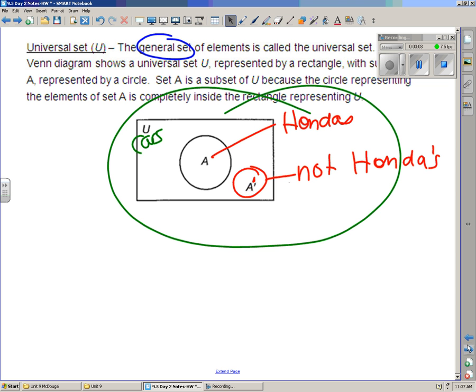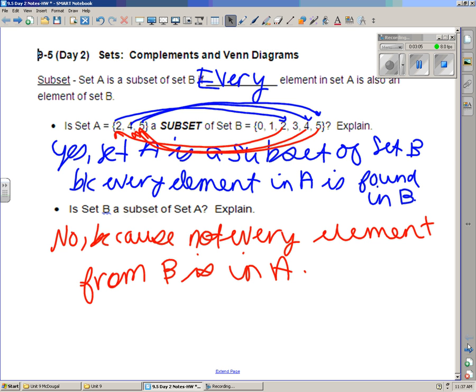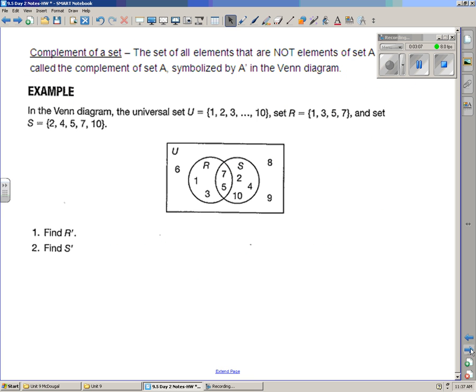So this next slide should really be on this first one that we're dealing with, and this is just going to drive me crazy. So the complement of the set, this one right here, should really be on the page before. Okay, so the set of all elements that are not elements of set A are called the complement of set A, and it's symbolized with that A little prime in the diagram.